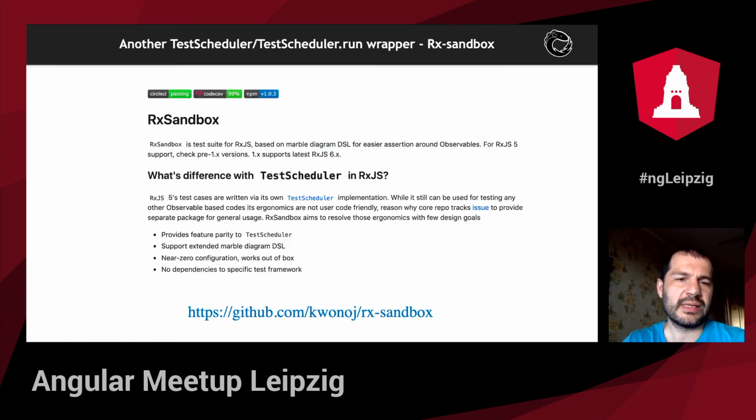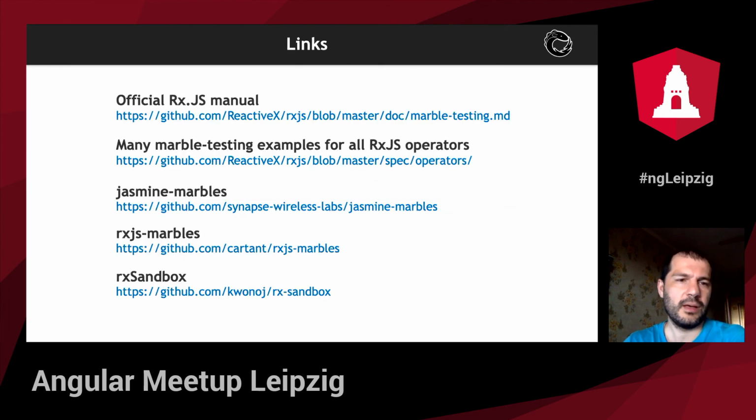There is one more TestScheduler REPL library, Rx Sandbox. I will not review it here, but just wanted to mention. You may want to take a look to learn something new from it. To continue learning Observables unit testing, you can use these links. Take a look at official RxJS manual as well as marble examples in RxJS GitHub repo. Also, jasmine-marbles and rxjs-marbles is another good way to write unit tests with less code.